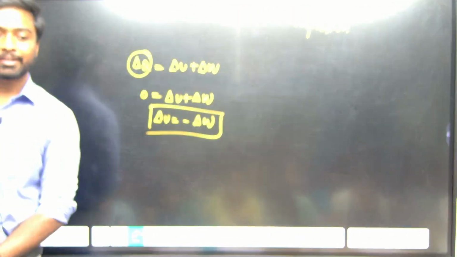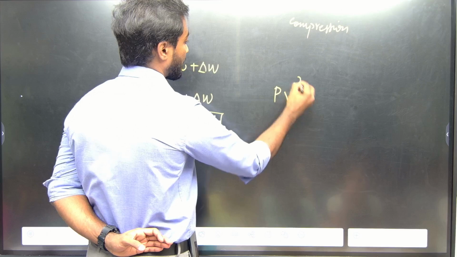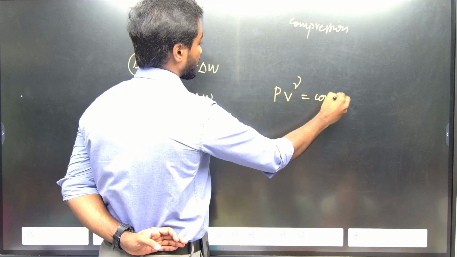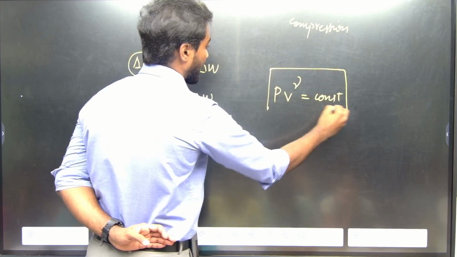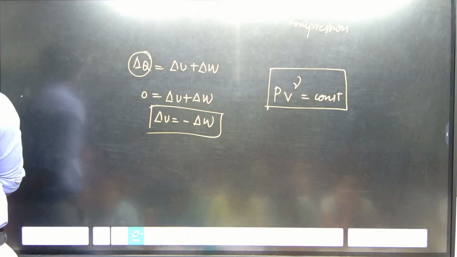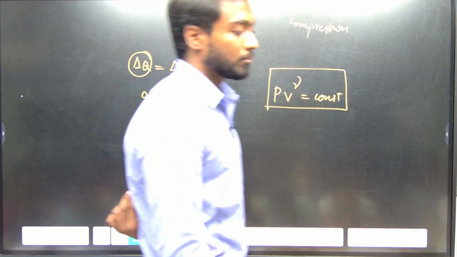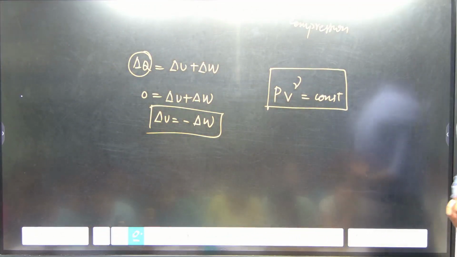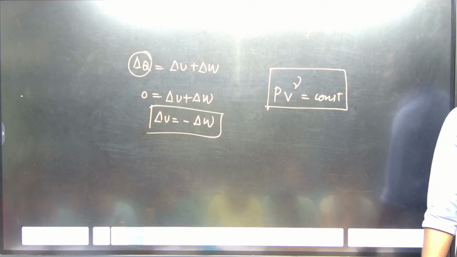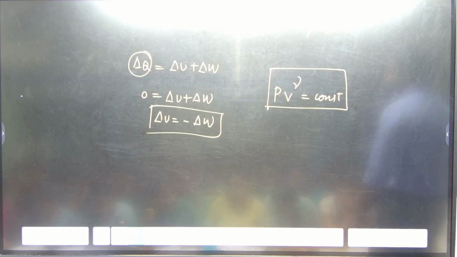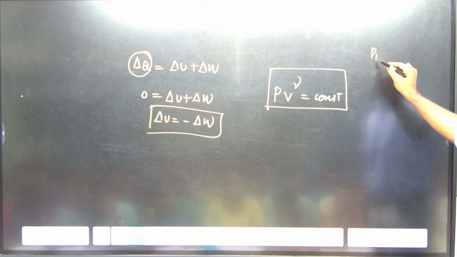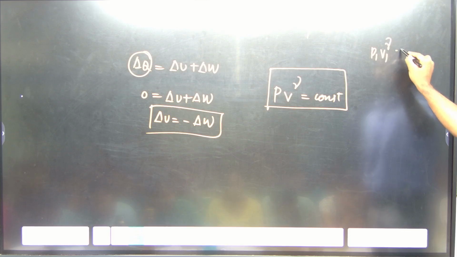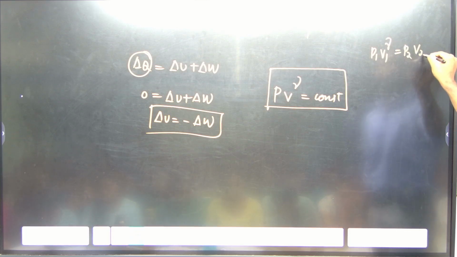So in terms of the ideal gas equation, PV is equal to nRT, but the adiabatic equation will be PV power gamma is equal to constant. Where gamma is the adiabatic constant. So can I say P1 V1 power gamma equals P2 V2 power gamma.